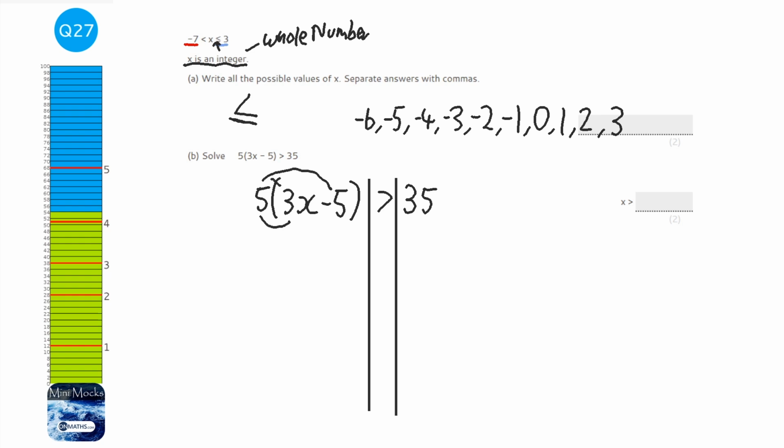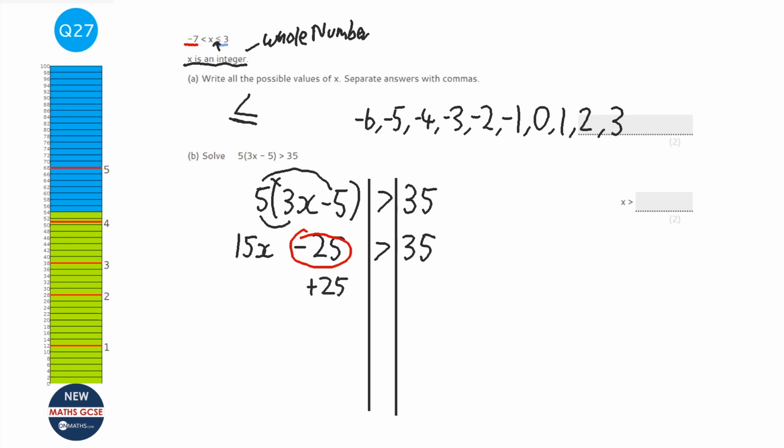So 5 times 3x is 15x. And 5 times -5 is -25. Now you could have divided both sides by 5 and that would have been fine. Next step is to get rid of this -25. And you must start with that. You can't get rid of the 15 first. So we're going to add 25 to both sides to get rid of that -25.